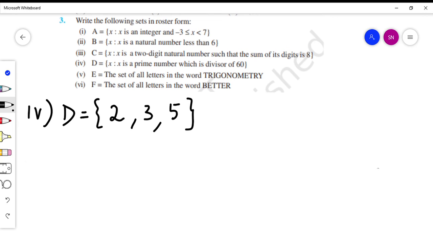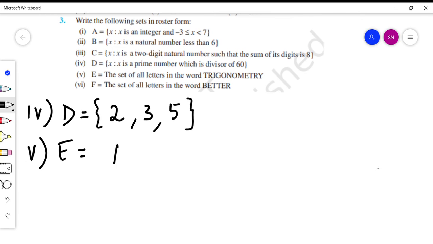Yes. Now we come to the fifth one. Fifth one is nothing but set E. Set of all letters of the word TRIGONOMETRY. Yes. So this word is given in capital letters. There is one of the rules in set theory which says that elements or alphabets which are given in a word, which have to be converted into a set, cannot be repeated.